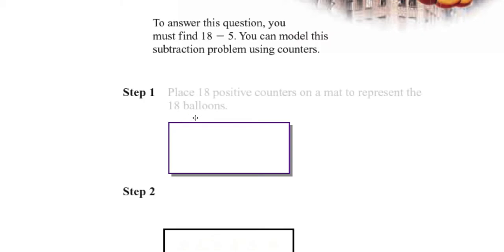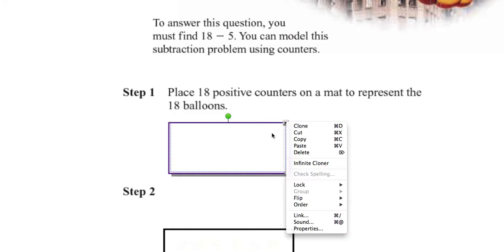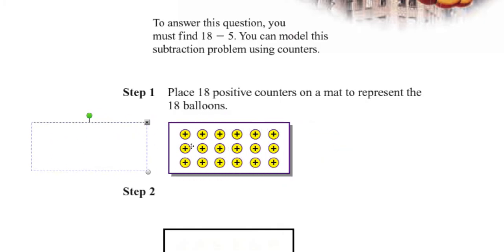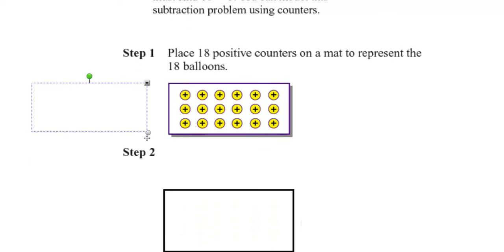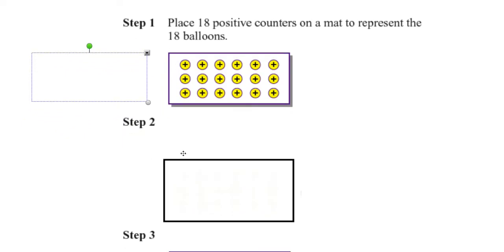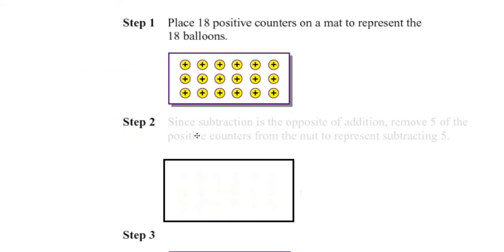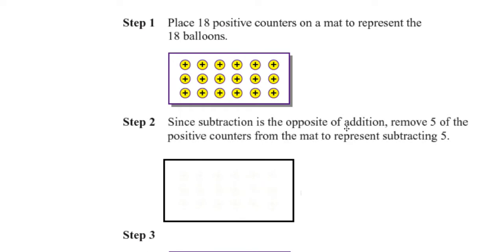So step number 1. Place 18 positive counters on the mat to represent 18 balloons, so that's easy enough. So 18 positive counters, that's your 18 positive counters right there. Sorry, that's step number 1. Step number 2, since subtraction is the opposite of addition, we want to remove 5 of the positive counters from the mat to represent subtracting 5. Just exactly what you did in second grade.